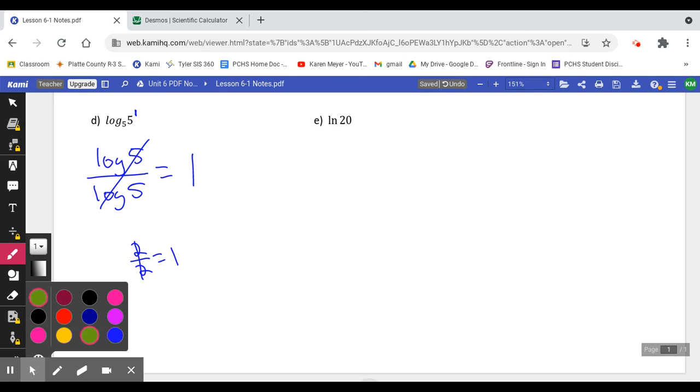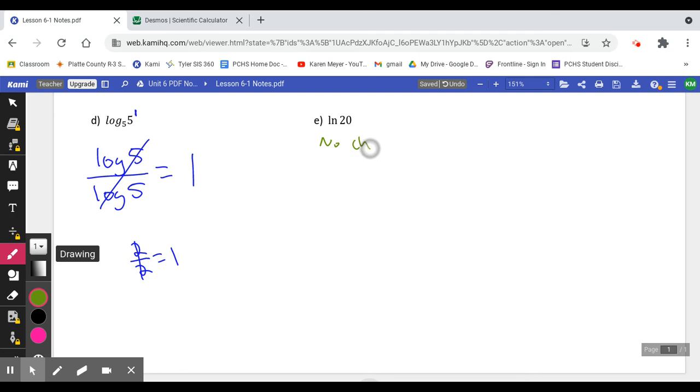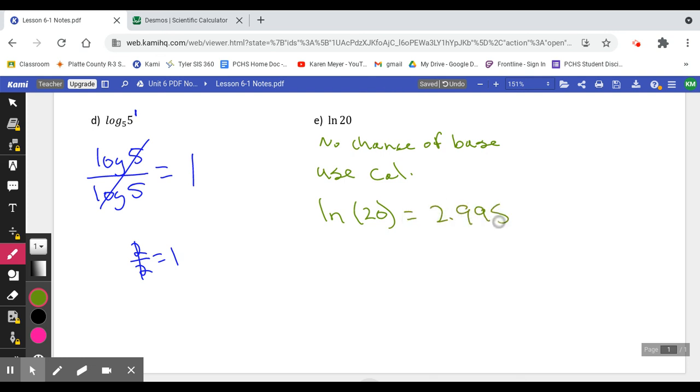Okay, last one. This one, instead of log, we has ln. And for ln, you do not have to do change of base. No change of base. On this one, you get to use your calculator. So search for your ln button, type it in, and then hit 20. I got about 2.995, which I'm going to round to 3. Done.